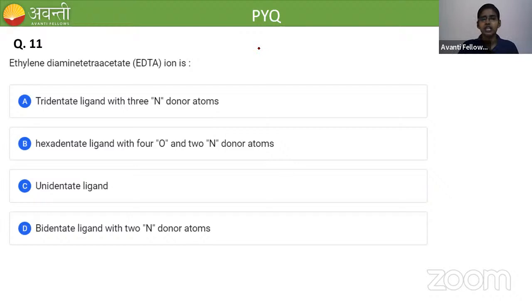Option B. Very good, Visakhapatnam students. Good, good. It is a hexadentate ligand. Let me draw the structure of EDTA for you. So what is ethylene diamine? It is CH2, CH2 and NH2, NH2, right? In ethylene diamine, all the 4 hydrogens are replaced by acetate ion.